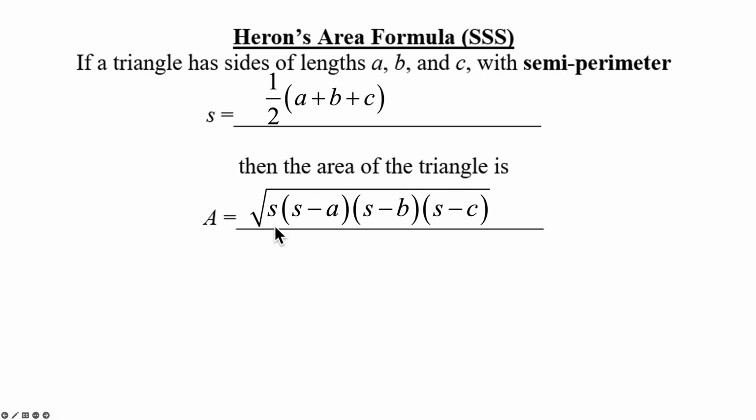Your area for the triangle is then the square root of the semi-perimeter S times S minus A times S minus B times S minus C. We have to subtract all those, multiply those 4 values together, and take its square root.